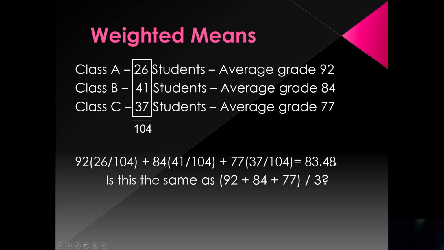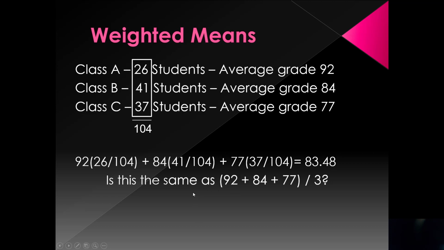83.48 is what I get. Let me know if you get something different. I mean, something wildly different. Don't email me and say, hey, I got 83.49. Because maybe we're rounding a little bit different. And then the second question is, is this the same as just adding the 3 average grades and dividing by 3? I can honestly tell you in this example that that will not be the case.